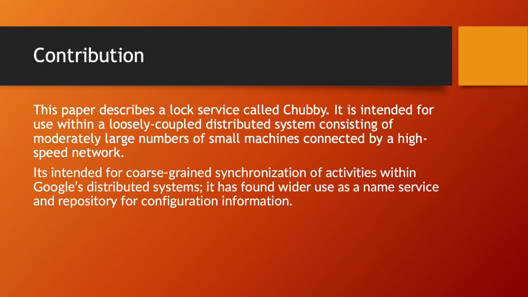Let's look at the contributions. This paper describes a lock service named Chubby. It is intended for use within a loosely coupled distributed system consisting of a moderately large number of small machines connected by a high-speed network. It's intended for coarse-grained synchronization of activities within Google's distributed systems, and it has found wider use as a name service and repository for configuration information.